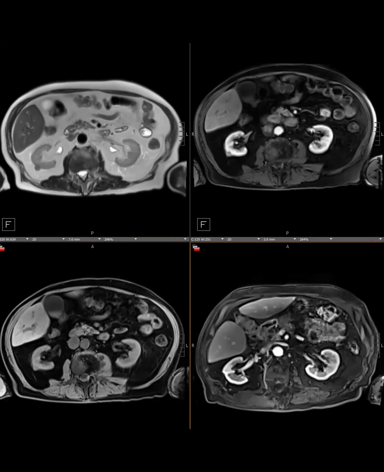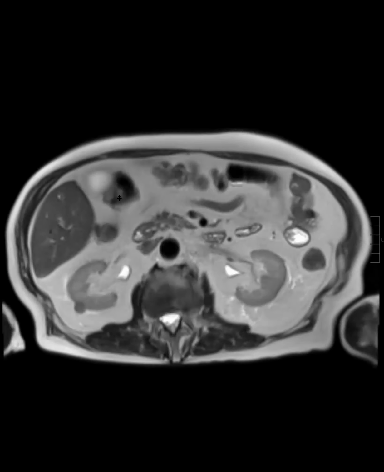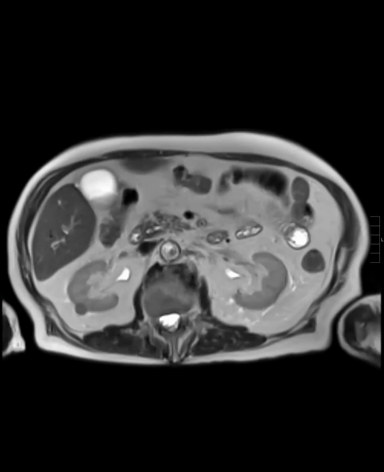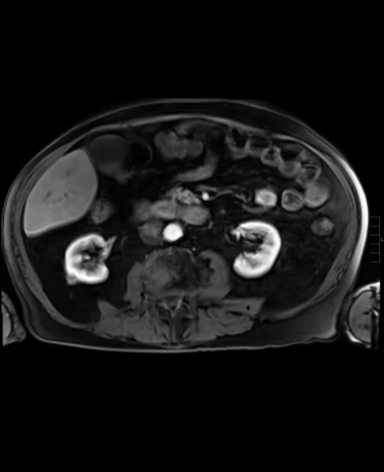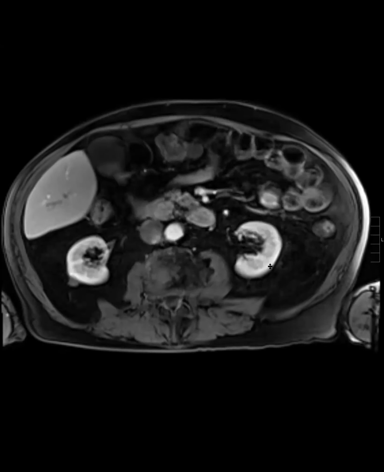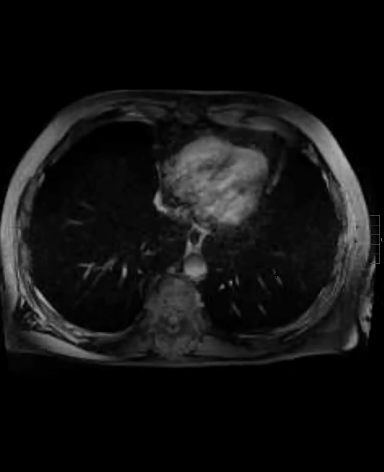Okay, so this is a patient that we were following actively for small renal lesion. So this was the initial small renal lesion here on the right. That's your T2. Here's your arterial. Nephrographic. Here's your nephrographic.